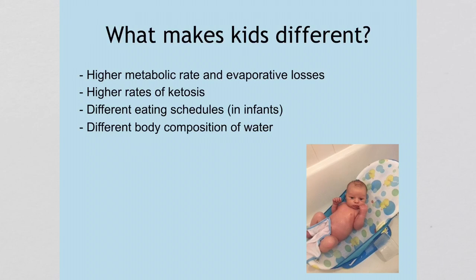So what makes kids different? Here's my littlest of babies. So babies are chubby, they have all these skin folds, you can see all these cute little folds, they have folds in their arms, they have folds in their legs, their thighs, their belly, and it's really cute until you get older. And so it makes them have a higher body surface area, and so then they have higher evaporative losses. They also have higher metabolic rates, higher rates of ketosis.